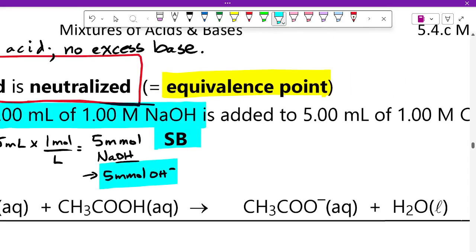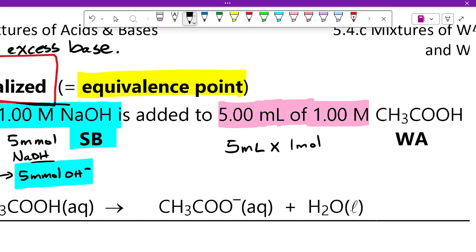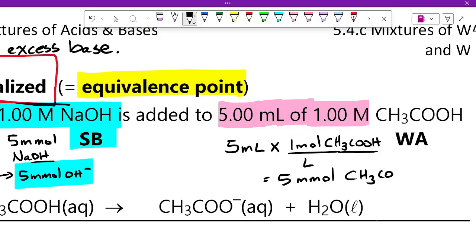And we have added it to 5 milliliters of, remember, of means times, 1 molar CH3COOH, and that gives us 5 millimoles of CH3COOH.